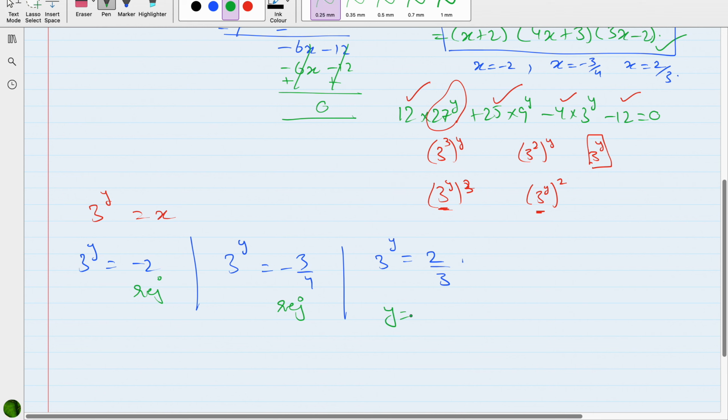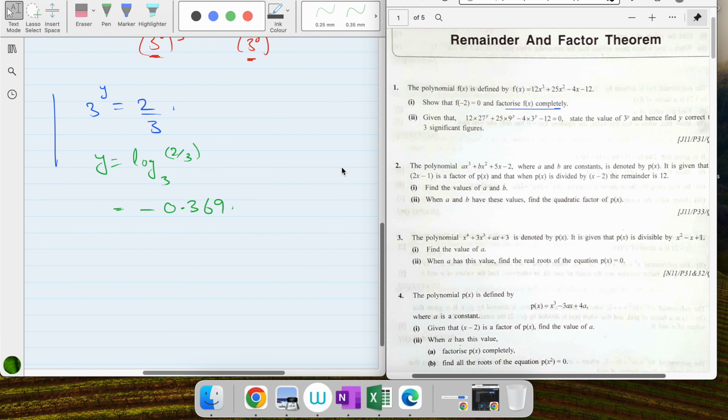This is y is equal to log of 2 by 3 to base 3. And then we use our calculators. This is negative 0.369. Any confusion? Let's try this question number 2, which says the polynomial ax cube plus bx square plus 5x minus 2, where a and b are constants, is denoted by p of x.